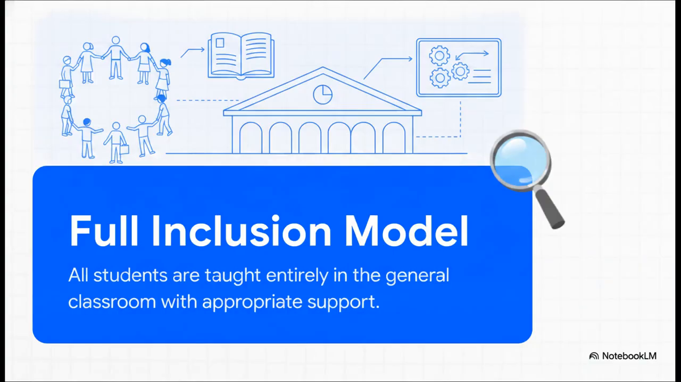Now, this represents a major shift in philosophy. Under the full inclusion model, all students, including those with disabilities, spend 100% of their time in the regular classroom, period. There are absolutely no separate special education classes. The curriculum itself is modified and every single student learns under the exact same roof, getting the appropriate support and modifications they need.